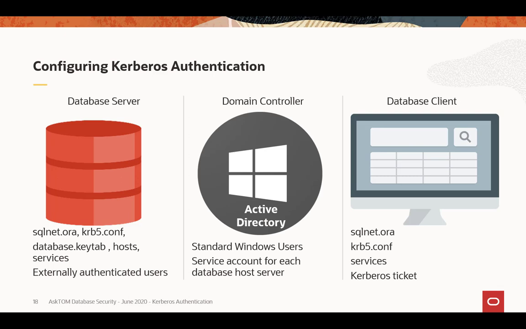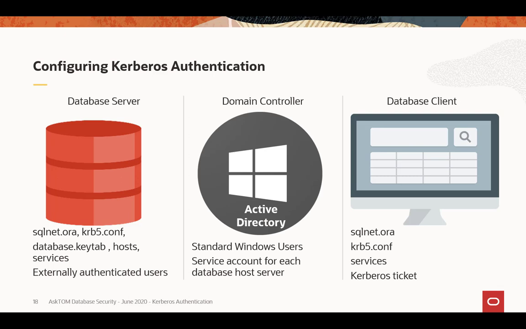We have the /etc/hosts file, or DNS, which does IP address to name resolution. We'll have /etc/services, which you may or may not have to change. And finally, within the database, we will create users that can be authenticated via Kerberos, and those are externally authenticated users. Now we shift to the right-hand side of the screen, and we're going to look at the database client.